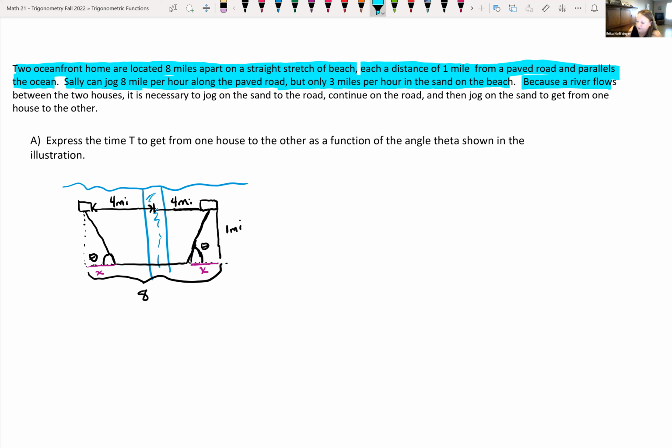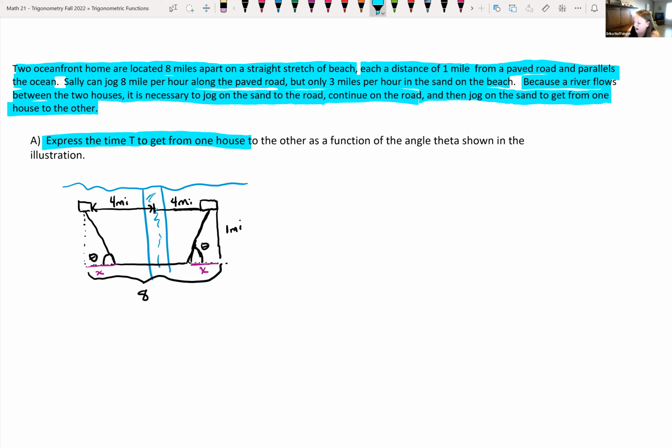Because there's a river that flows between the two houses, it's necessary to jog on the sand to the road, continue on the road, and then jog on the sand to get from one house to the other. So looking at the illustration below, we want to express the time t to get from one house to the other as a function of the angle theta shown in our illustration. Okay, so we want to figure out how fast.